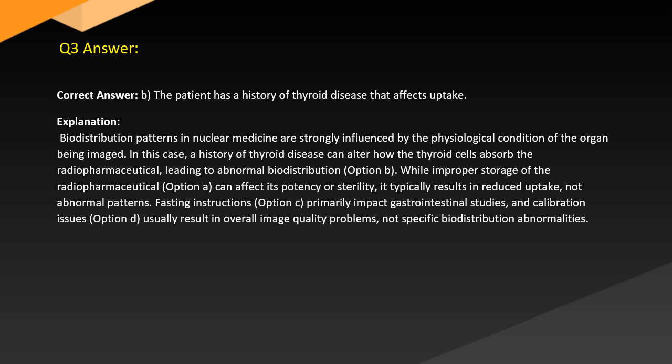Explanation. Biodistribution patterns in nuclear medicine are strongly influenced by the physiological condition of the organ being imaged. In this case, a history of thyroid disease can alter how the thyroid cells absorb the radiopharmaceutical, leading to abnormal biodistribution. Option B is correct, while improper storage of the radiopharmaceutical, option A, would affect its potency or sterility. It typically results in reduced uptake, not abnormal patterns.